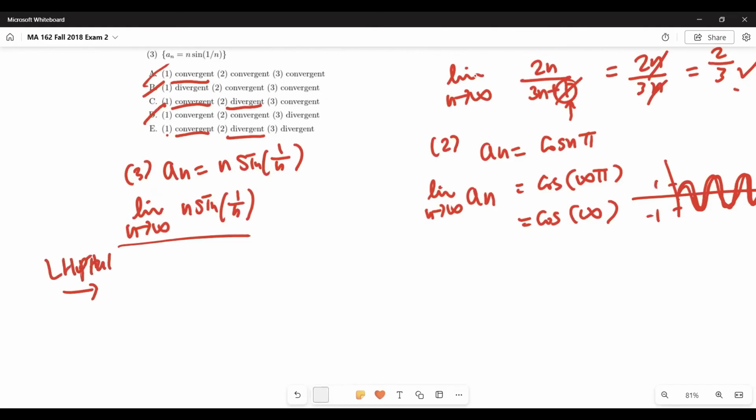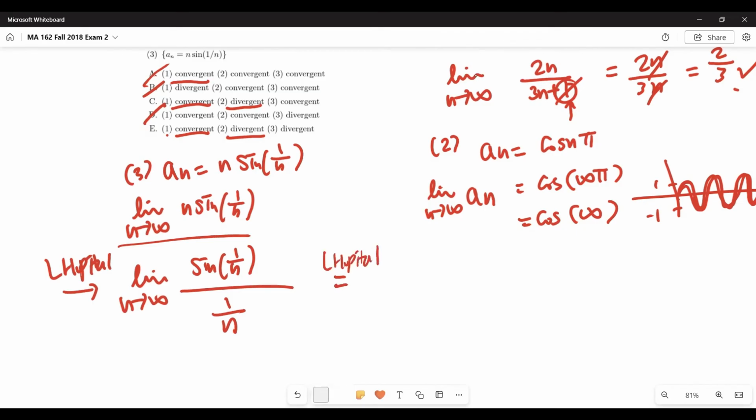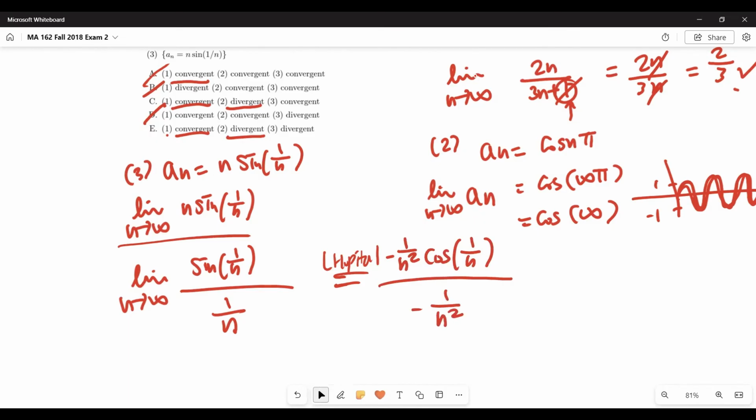L'Hopital. I'm going to write the limit as n goes to infinity with sine 1 over n as the numerator and 1 over n as the denominator, to make it look similar. If you do the L'Hopital rule, the numerator becomes cosine 1 over n times negative 1 over n squared because of the chain rule, and the denominator's derivative is negative 1 over n squared as well, right?